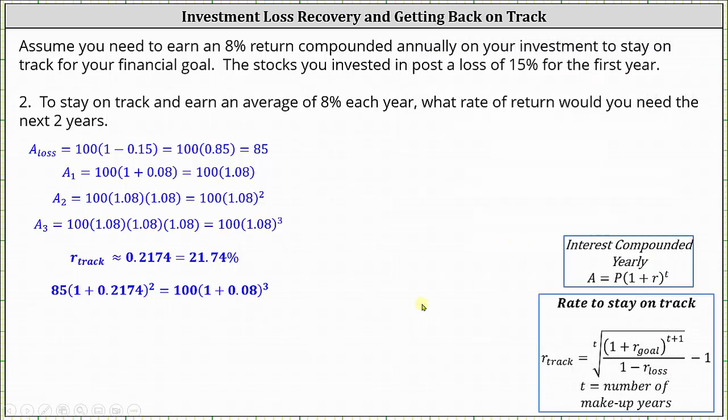In general, to determine the rate to get back on track for a financial goal after a loss, or to determine r sub T, where t is the number of makeup years, r sub T is equal to the tth root of the quotient of 1 plus r sub goal raised to the power of t plus 1 and 1 minus r sub loss, minus 1, where in our case, r sub goal is the 8% or 0.08, and r sub loss is equal to 15% or 0.15. We'll look at some more examples of this formula in the next lesson.